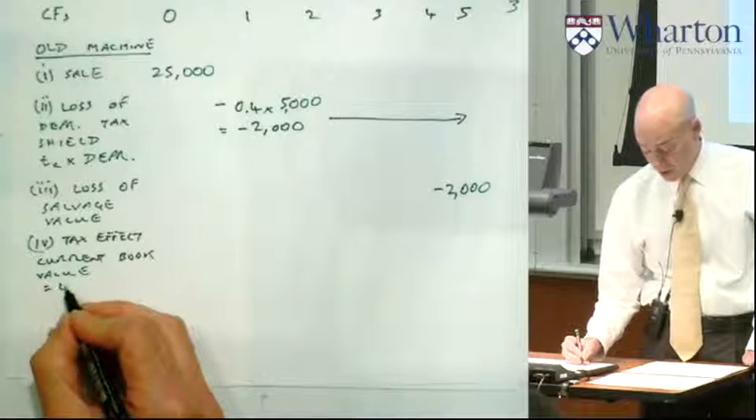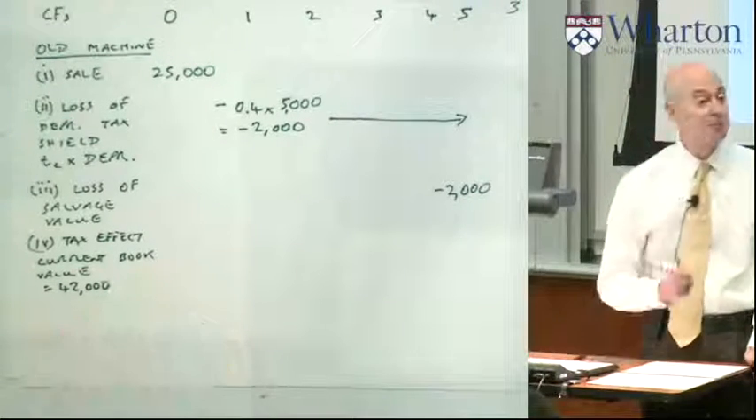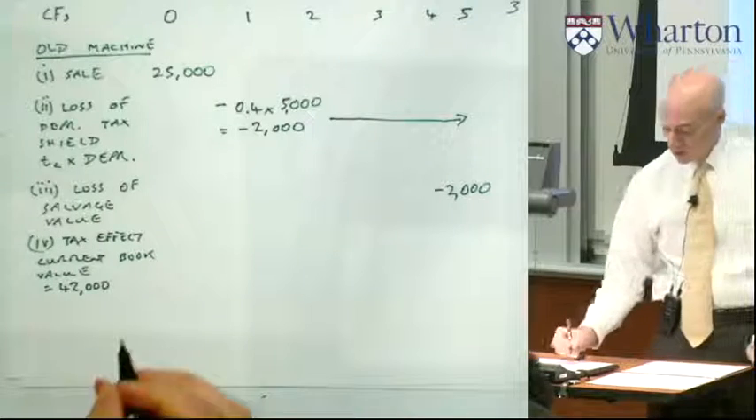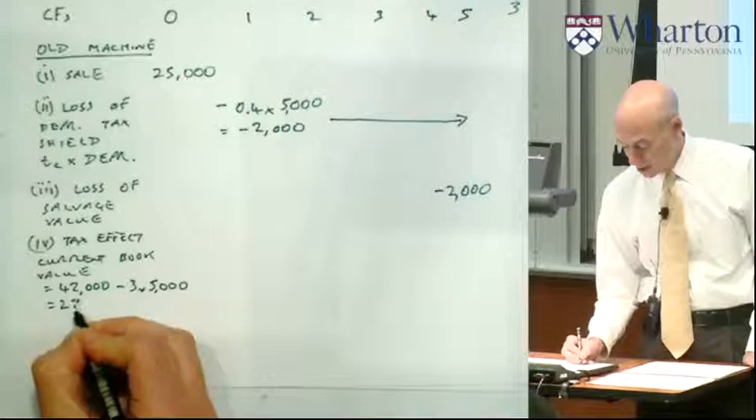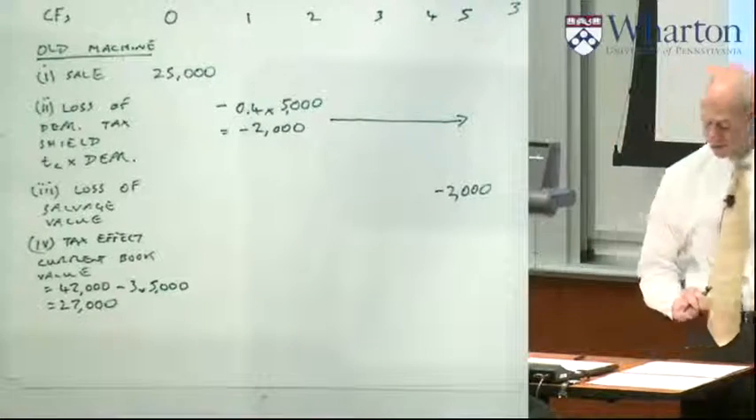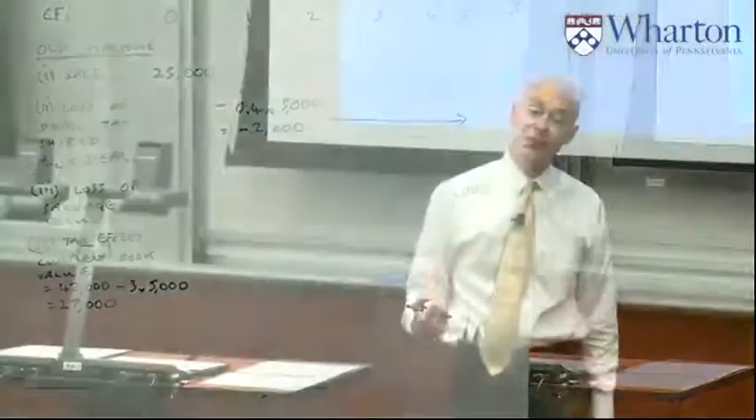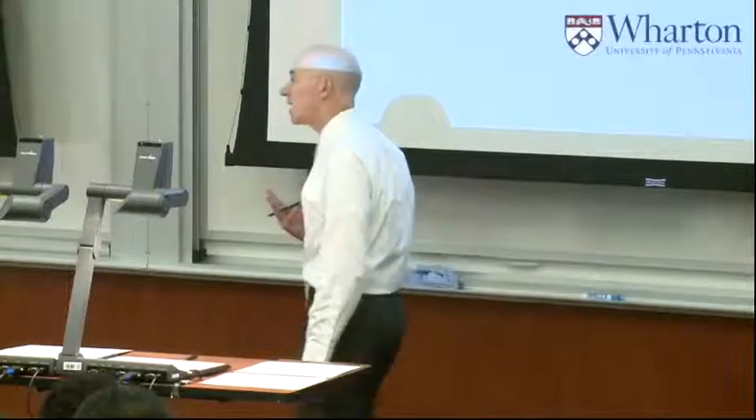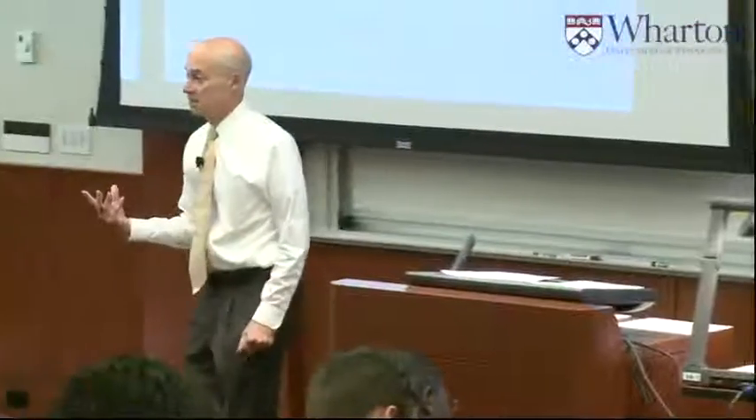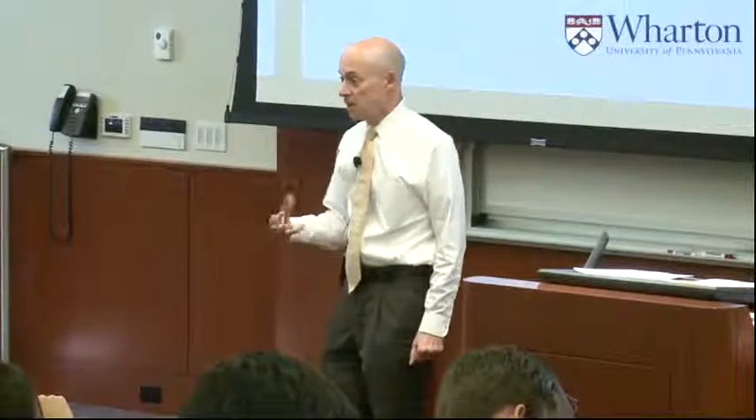So we get the 42,000 we paid originally. We subtract 3 times 5,000, so we indeed get 27,000. We sell it for 25, so what do we have? A loss. We can use that loss to deduct from our current income, and so we've got a tax shield.